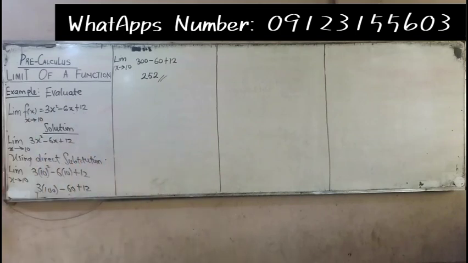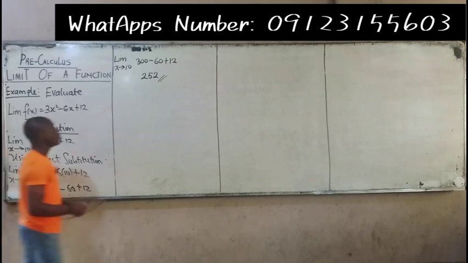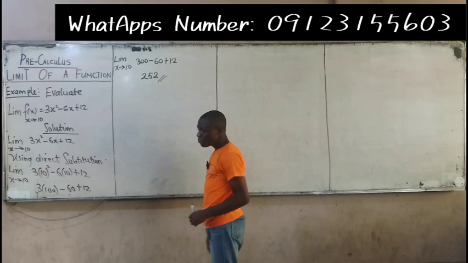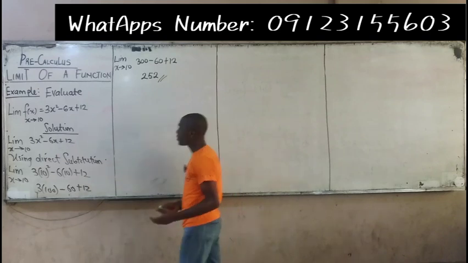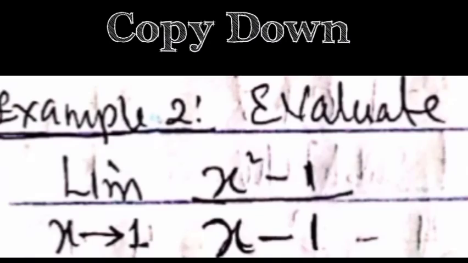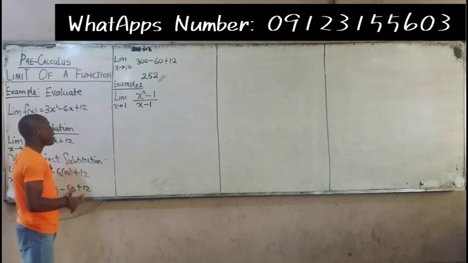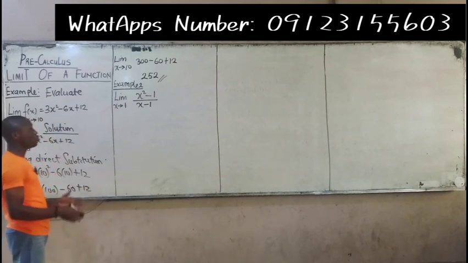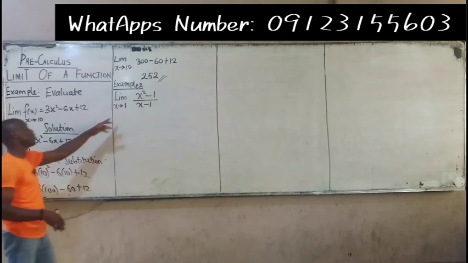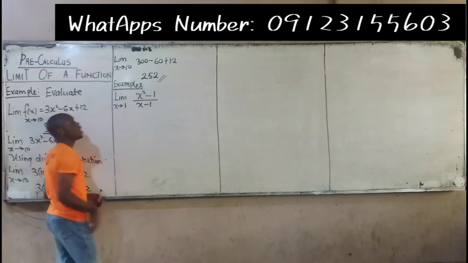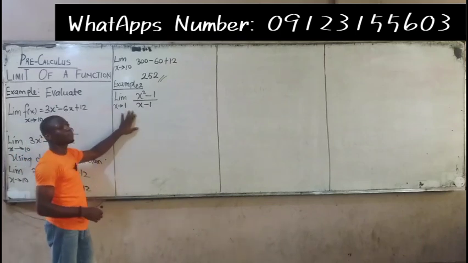So this is quite simple as ABC. This is how to evaluate limits of a function. Let's take example 2 under this concept. Sample problem 2. Your task now is to copy down the question and let's proceed. Let's solve this problem. The limit of x squared minus 1 over x minus 1 as x tends to 1. The idea is that anywhere I see x, I'll put 1.